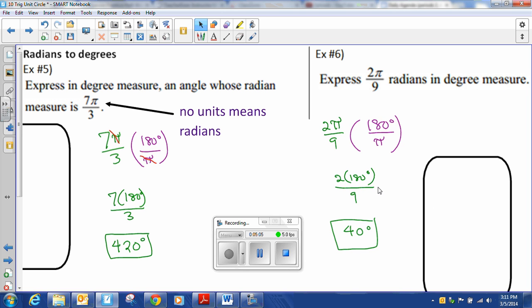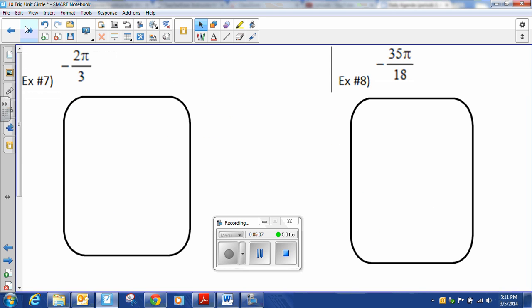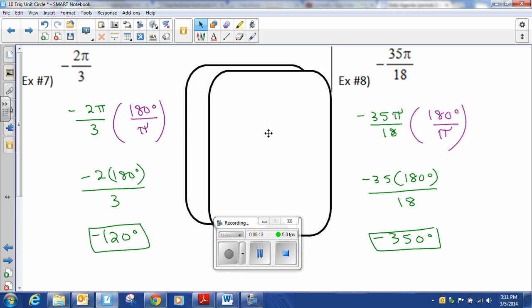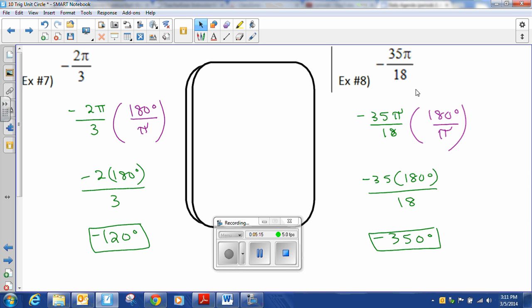Same thing with example 6. Example 7, same deal, and example 8, just because it's negative, you treat it the same way. You end up with the negative degrees.